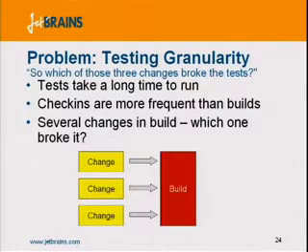So the next problem is testing granularity. With traditional systems, if the builds take a long time, which they usually do, the result is that check-ins are more frequent than builds. And if there are multiple changes in a single build, then it's unclear which of the changes broke the build.